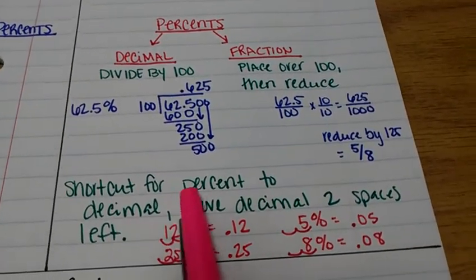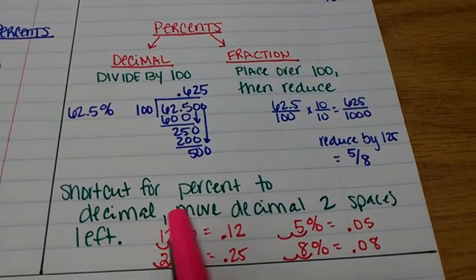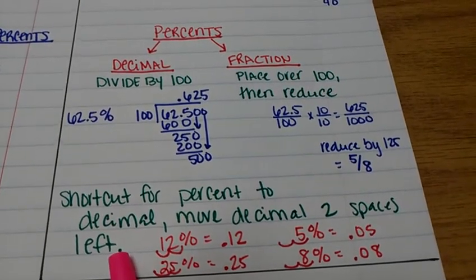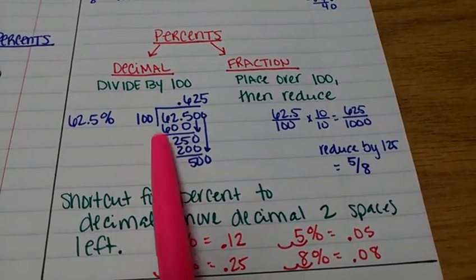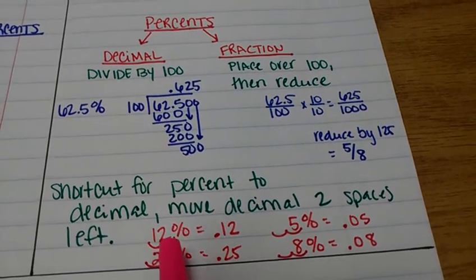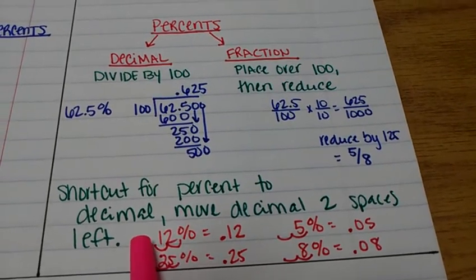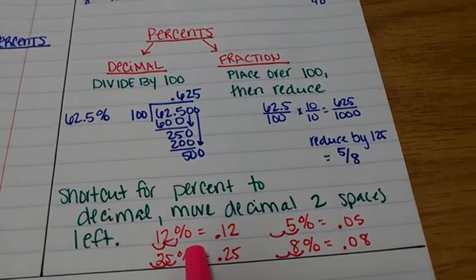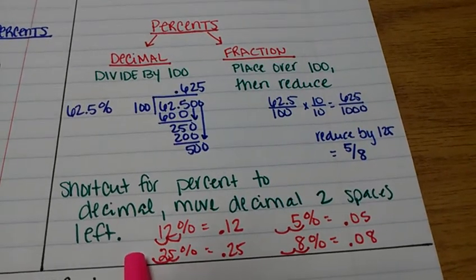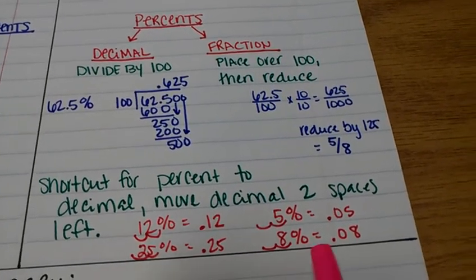Again, I'm going to mention the shortcut. The shortcut for percent to decimal is to move your decimal 2 spaces to the left because you're dividing by 100. Here are some examples. 12%, move it 2 spaces to the left, becomes 0.12. 25%, 2 spaces to the left, becomes 0.25.